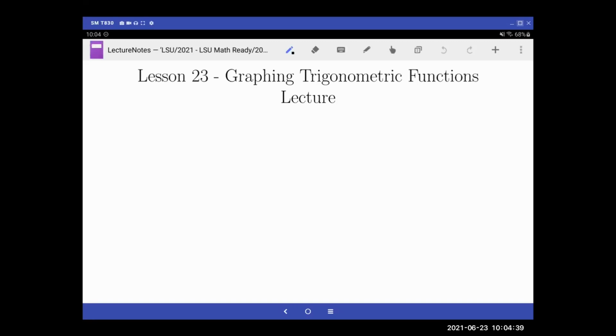Okay, so we're doing lesson 23 today, right? Graphing trigonometric functions. So we're going to talk about the graphs really, and the functions, we can talk a little bit about the functions as well.